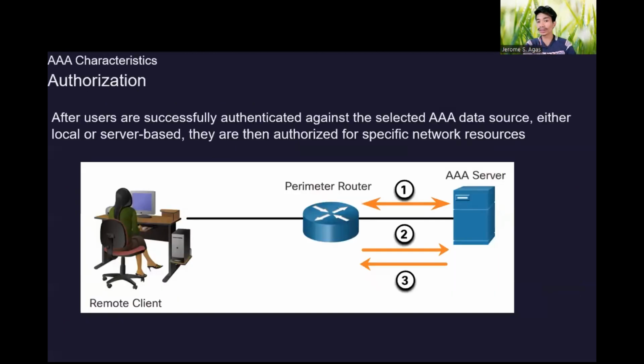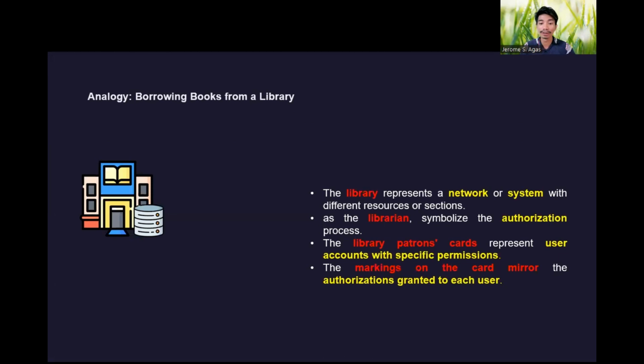Okay, so authorization: after the users are successfully authenticated against the selected AAA data source, either local or server-based, they are authorized for specific network resources. Just like in the figure, we prepared to use the server-based because we need the server to connect to the outside. When we choose from the two examples, of course, we choose the larger, for limited people but a larger scale and greater security. So that's it.